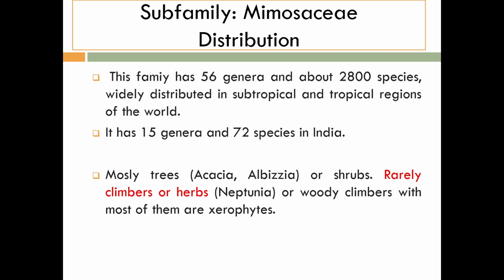Now moving toward the next subfamily of the Fabaceae, that is the Mimosaceae. And if you see the distribution of Mimosaceae, this family has around 56 genera and about 2,800 species, which are widely distributed in subtropical and tropical regions of the world, and is represented by 15 genera and 72 species in India. Mostly they are trees like Acacia, Albizia, or shrubs, and rarely there are climbers or herbs like Neptunia or woody climbers, and most of them are xerophytes.